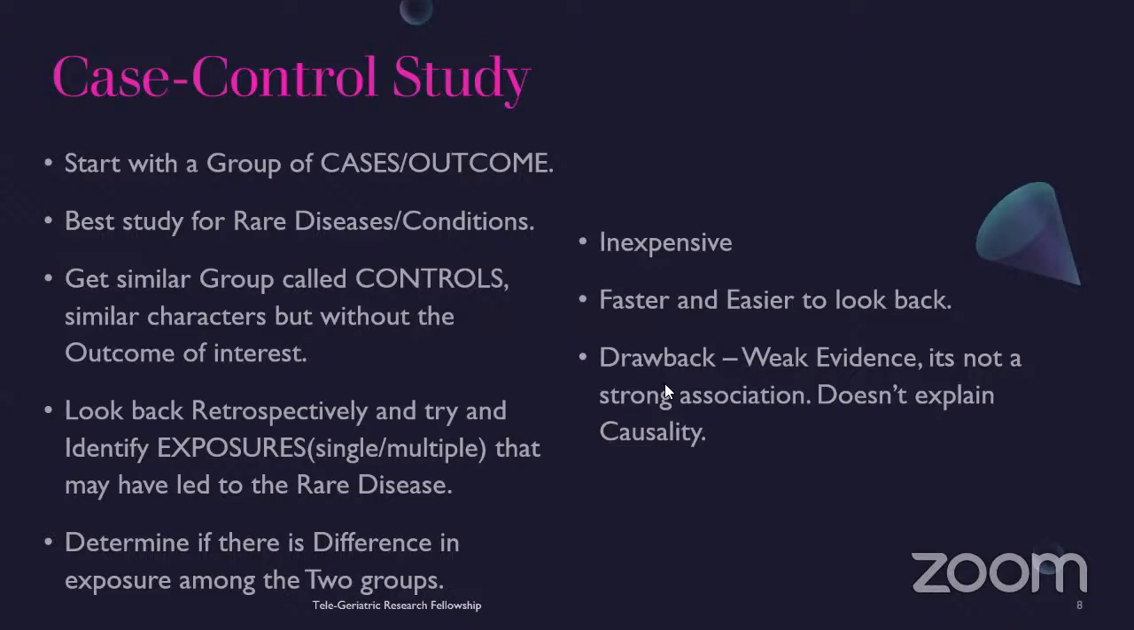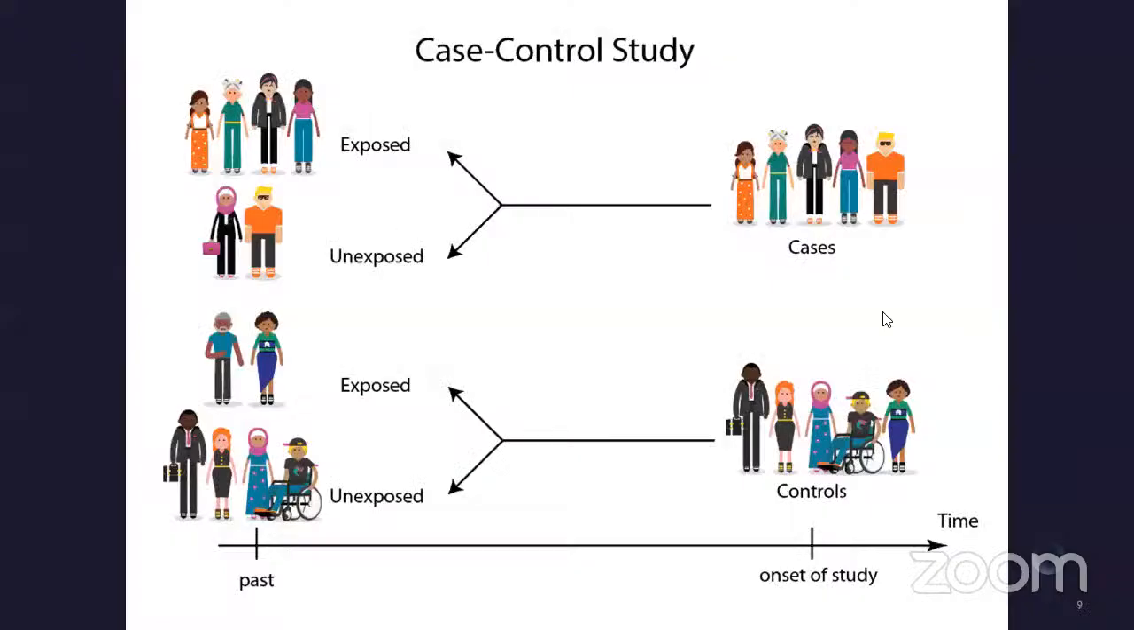The biggest drawback is the evidence is weak. It's not a strong association. It doesn't explain causality. This is about our case control study. So if you see the case control study in the picture here, we have cases, right? And we have controls. Cases are the disease of interest. Controls are just a group of people with similar characters, but no disease of interest yet.